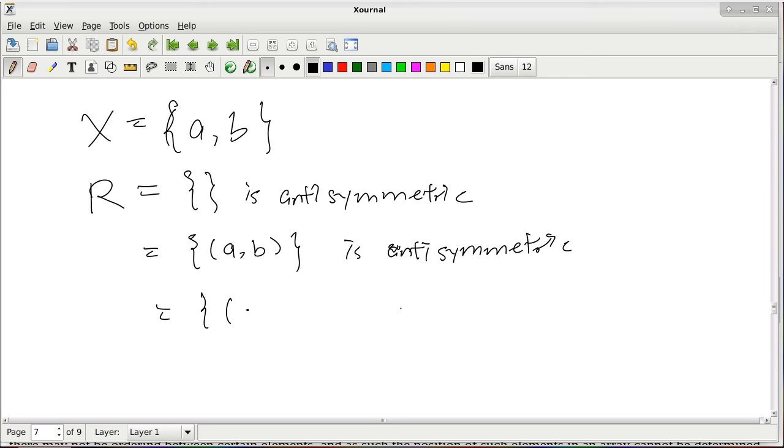Let's look at this one, AA and BB. Is that anti-symmetric? Yep, it is anti-symmetric because AA is in here. That makes the conjunction true. But does that imply A equals A? Yep, it's the same thing. And the same thing applies to B. So this is also anti-symmetric.